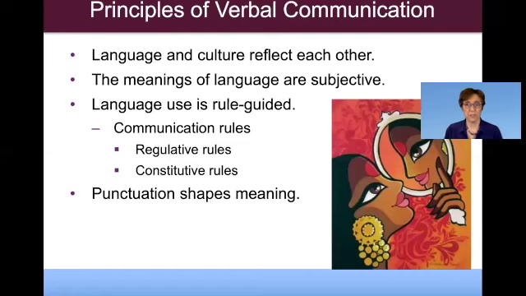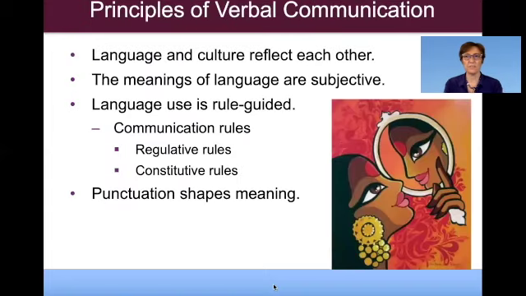Some principles of verbal communication. Language and culture reflect each other. So while different cultures have different words for things and they may have different meanings, the language that people use in that culture to describe things then shapes the way people will see things. And then that reproduces the culture. Each child born in that culture is going to see things in the way that their language has influenced them to see things, right? So there's this mutual kind of reflection, the language reflecting the culture and the culture reflecting the language. The meanings of language are subjective.